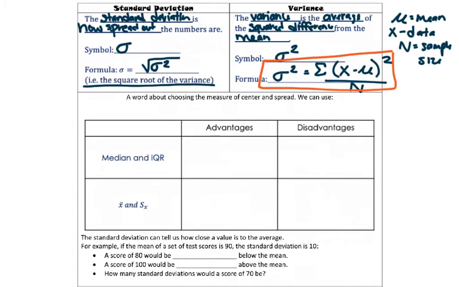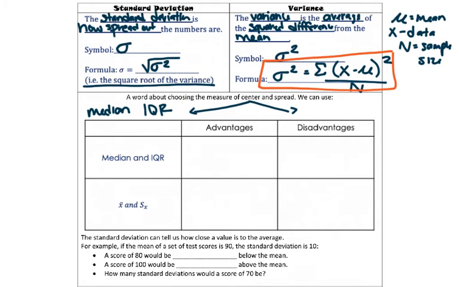So in the past, you've talked about center and spread. In elementary school and middle school, you looked at median and IQR, which is when you do those box and whiskers plots, stuff like that.